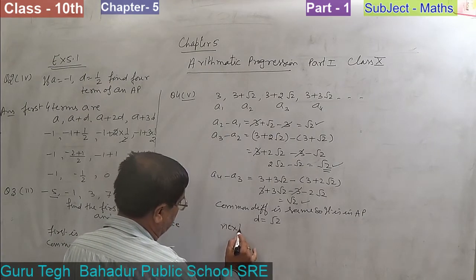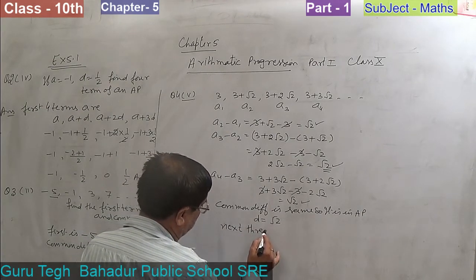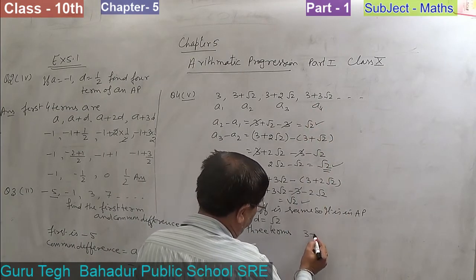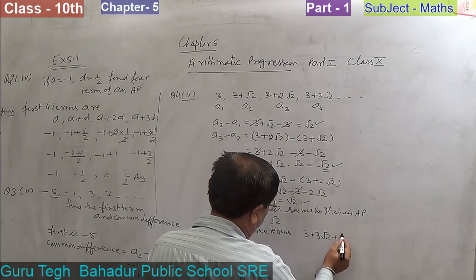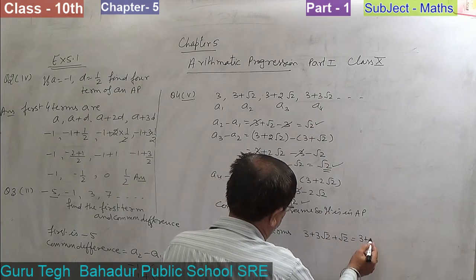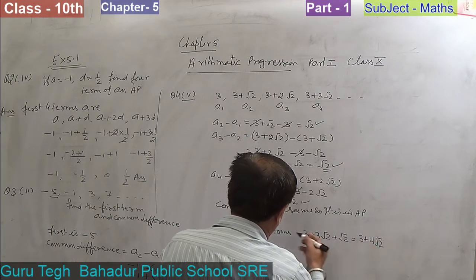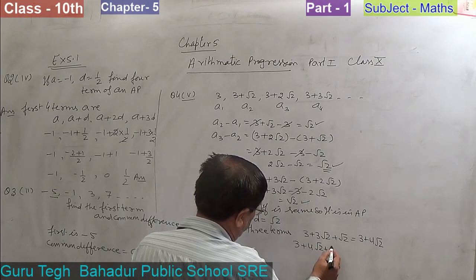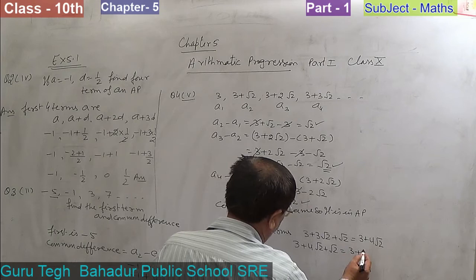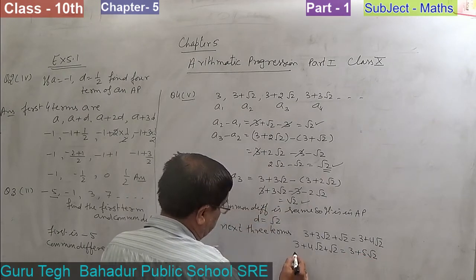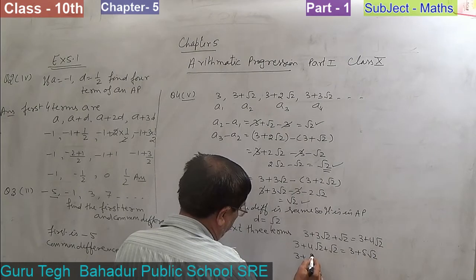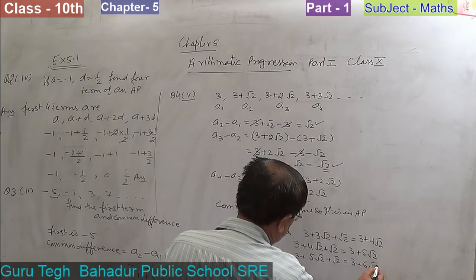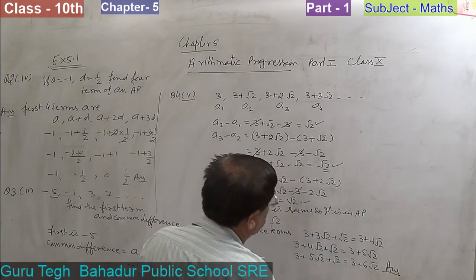Next 3 terms we will take. The last term is 3 plus 4 root 2. We will add the common difference: 3 plus 4 root 2 plus root 2, that is 3 plus 5 root 2. 3 plus 5 root 2 plus root 2, that is 3 plus 6 root 2. This will be the answer.